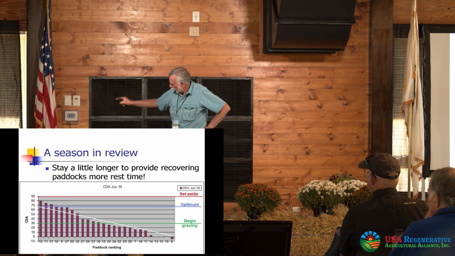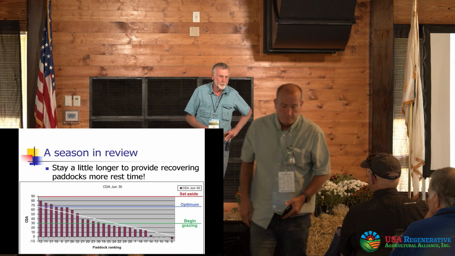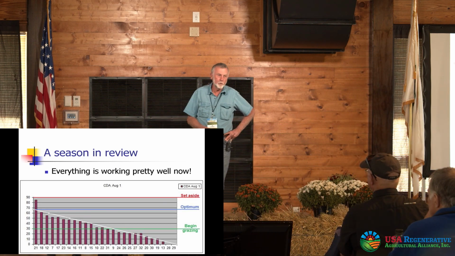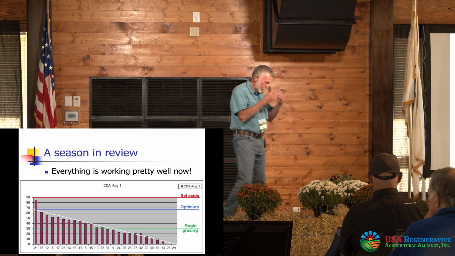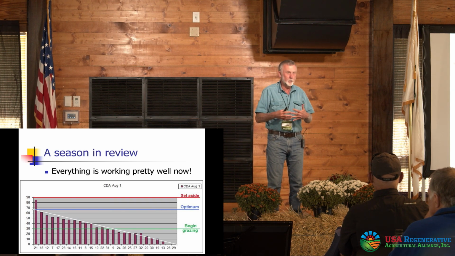A negative means I overgrazed it. I grazed it too severely. And then there we are on August 1st, and that's a pretty darn good wedge. That means animal number, forage demand, we're all properly working together.